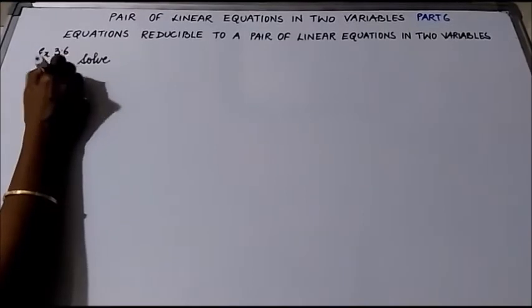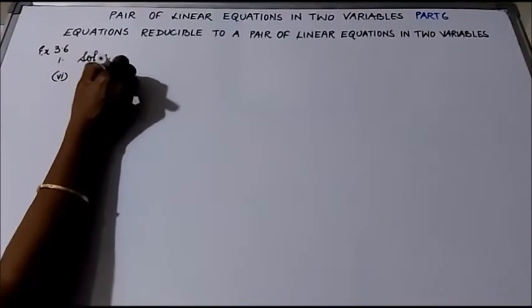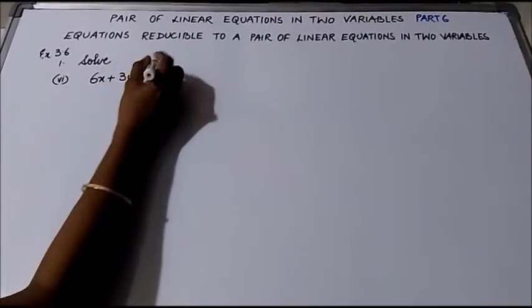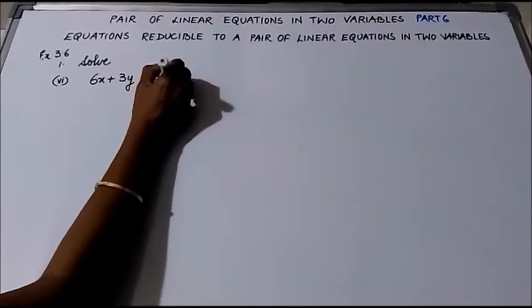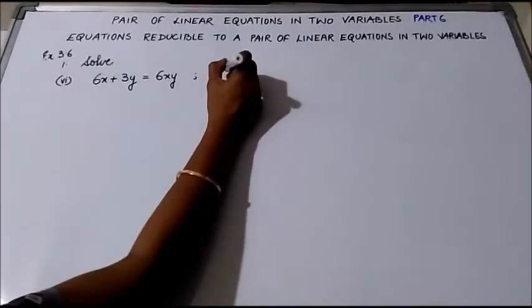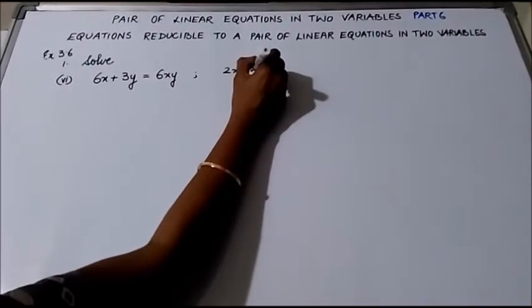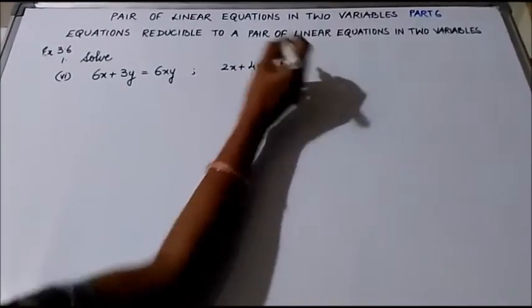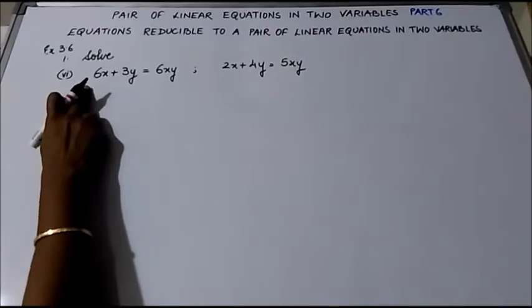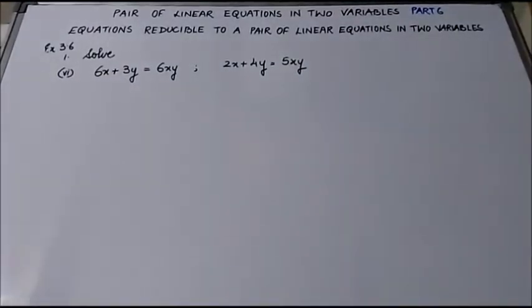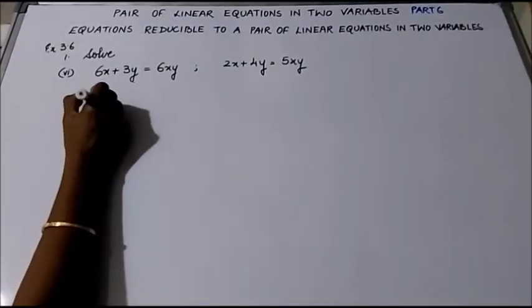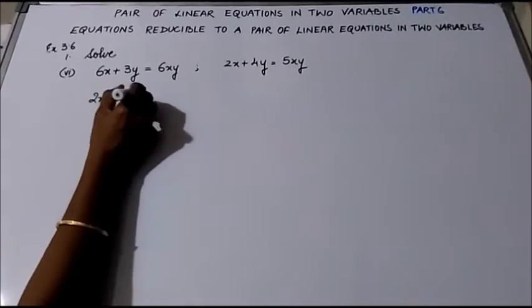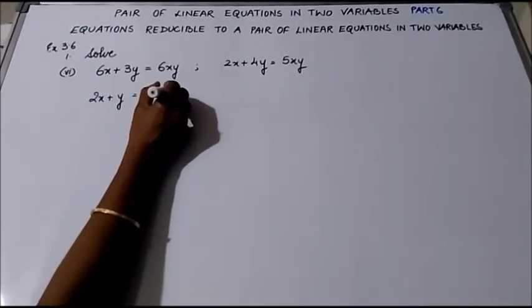Now the sixth sum, it is given 6x plus 3y is equal to 6xy and 2x plus 4y is equal to 5xy. Here in the first equation you can see 3 is common. So we will take it common, you will get here 2x plus y is equal to 2xy.